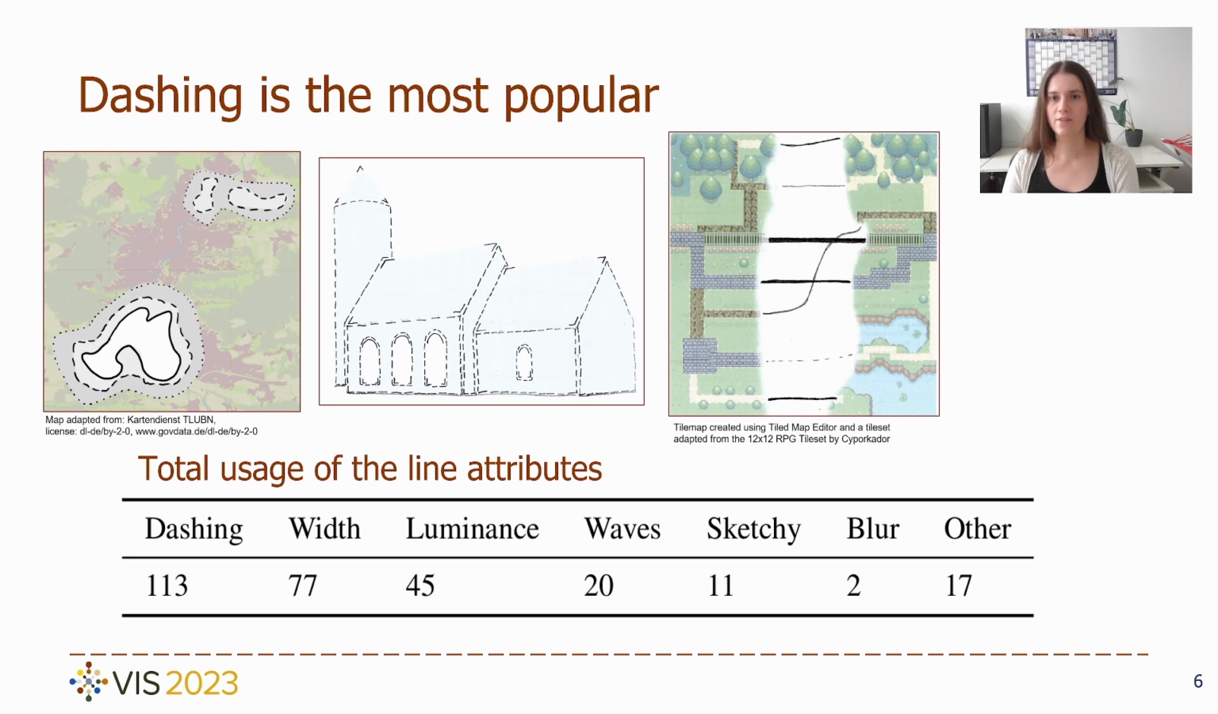We selected 7 categories for classifying the line drawings. One drawing could be counted in several categories if more than one line attribute was used. Our most important takeaway from this study were the most commonly used line attributes. Dashing was by far the most popular, with 113 images including dashed lines. There were many different varieties of dashing used. Often dashing would be used as a single category. Other examples were dots and dashes or growing dashes.